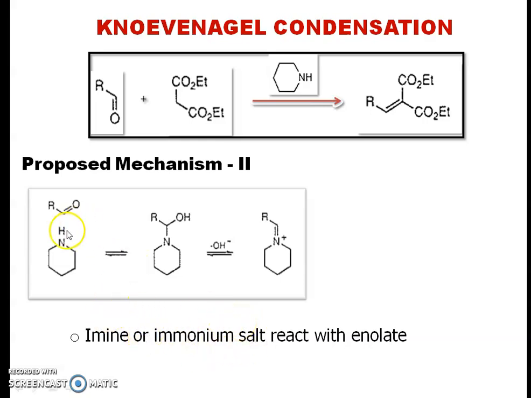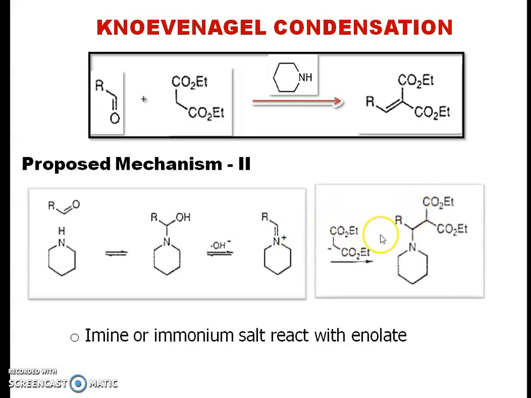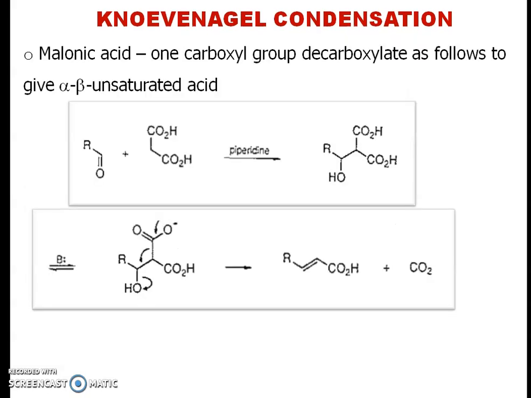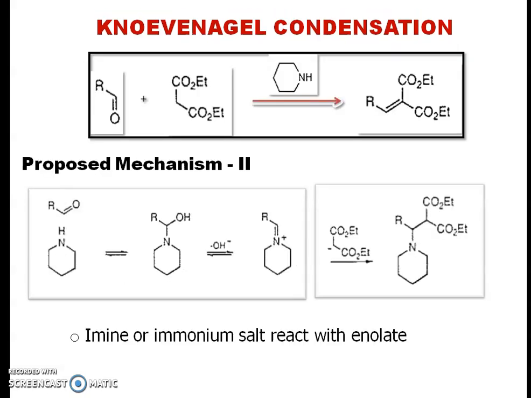The second mechanism is that the enolate can be added to the imine or ammonium salt. First the carbonyl forms an ammonium salt like this. Then the enolate is added to this ammonium salt and forms an intermediate like this. This is the other proposed mechanism. Finally this can be hydrolyzed.